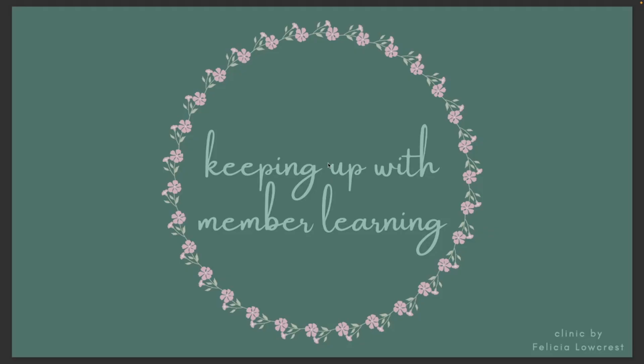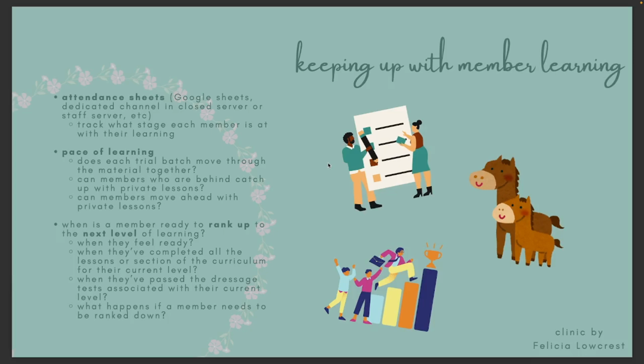Okay. So the next thing is keeping up with member learning. How do we keep track of where each member is in their dressage learning journey? All right. So the big thing here is attendance sheets. I would say these are really good to think about if you're first starting up your club or team, or if it's relatively new, you just have your first few members in. This can be a Google Sheet. It can be a dedicated channel or a set of channels in your closed server or your staff server.